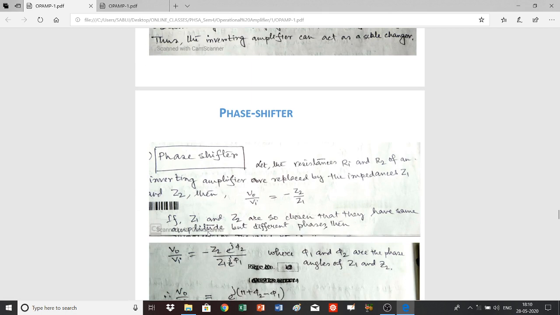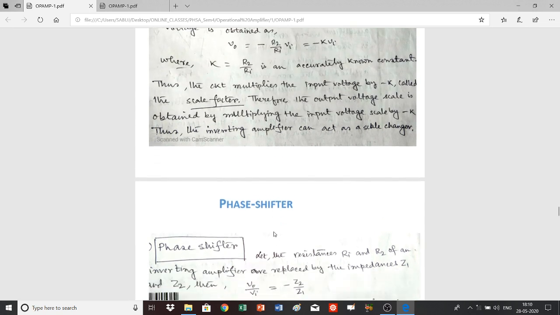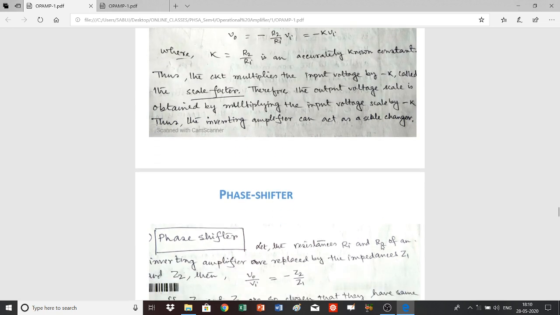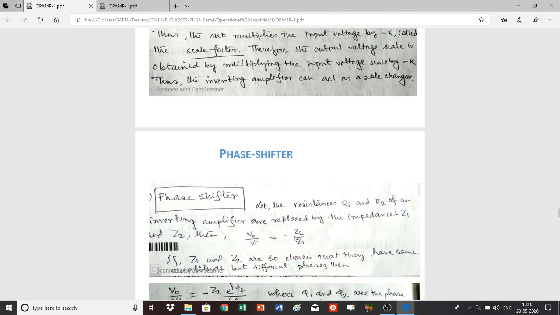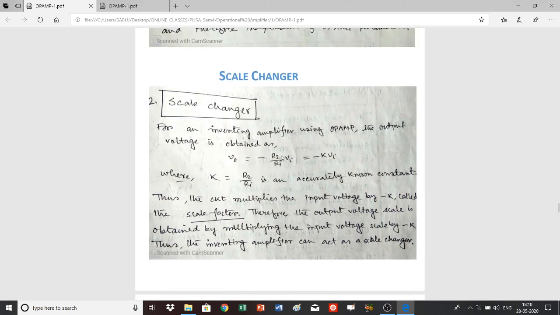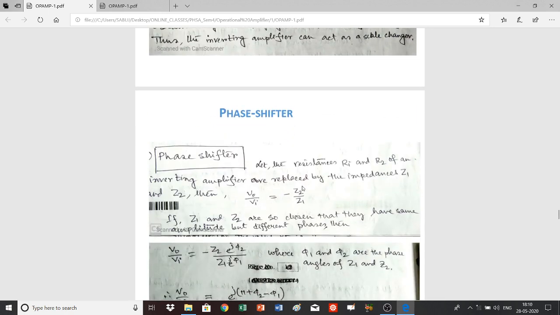Now, phase shifter. The inverting amplifier can also act as a phase shifter. Let the input resistance Ri and the feedback resistance R2 be replaced by respective impedances Z1 and Z2, where Z1 is the impedance corresponding to Ri, and Z2 is the impedance corresponding to R2. Then the gain, that is V0 by Vi, can be written from this relation: V0 by Vi is equal to minus Z2 by Z1, with a minus sign.